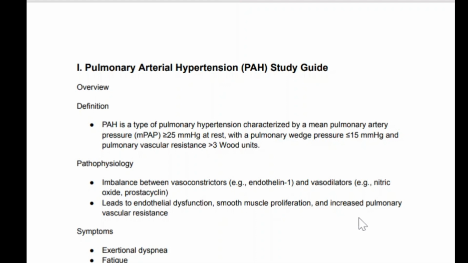So let's jump right in with PAH. I know this one can be tough. When you hear PAH, what's the first thing that comes to mind? Definitely high pressures in the pulmonary arteries. It's all about that increased resistance in the lungs.